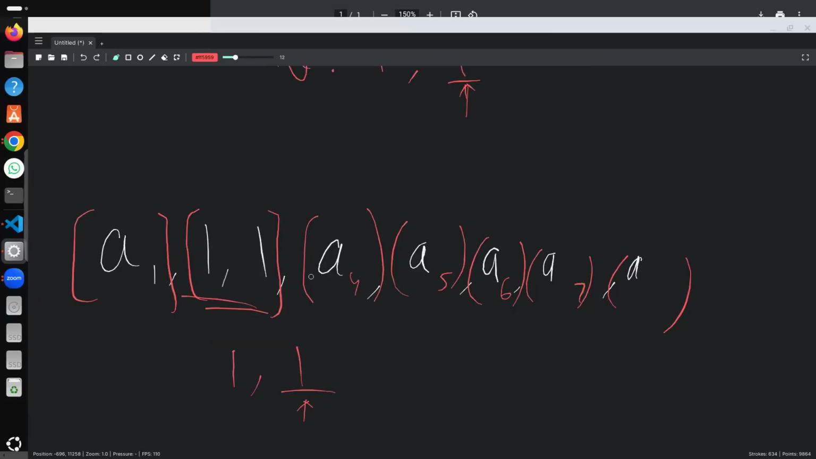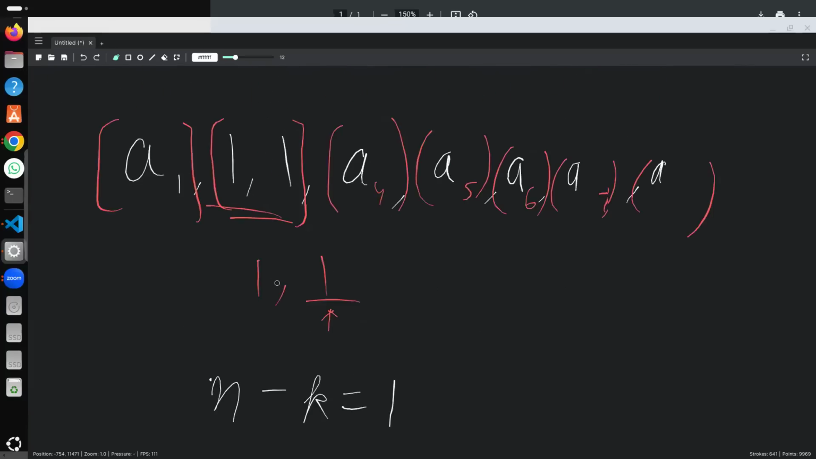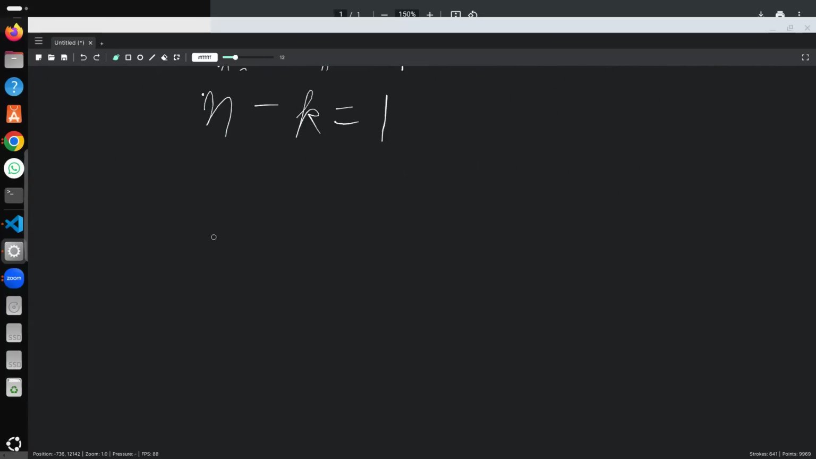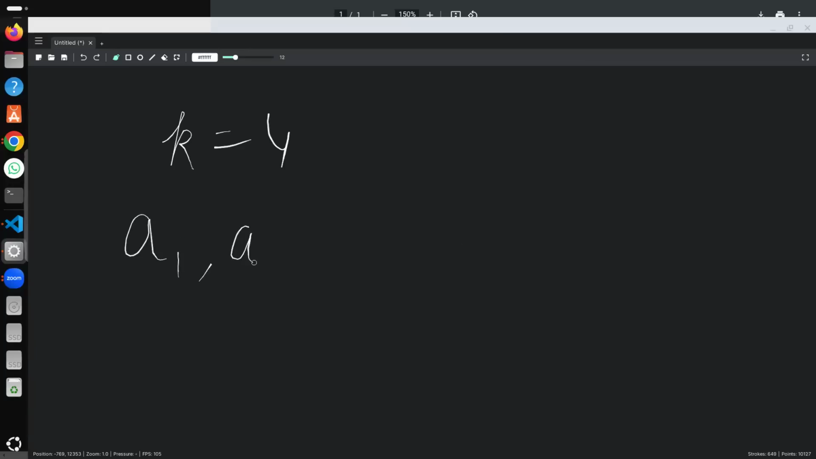So now I showed you the case where n minus k is equal to 1. If n minus k is equal to 1, then you need to check the first two elements, I mean A2 and A3, right? But what if it is not equal to 1? Let's say k is equal to 4 and the array is of length 7. Okay, so we have A1, A2, A3, A4, A5, A6, and A7. So we have this 7-length array.